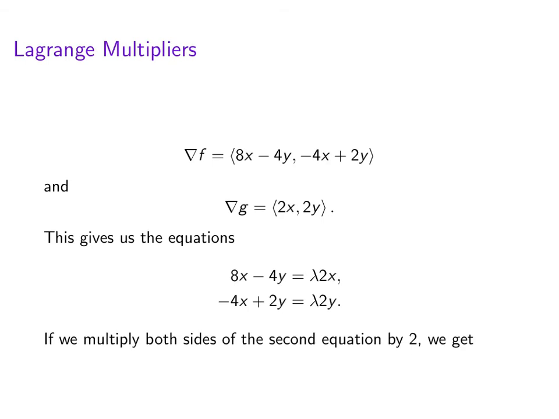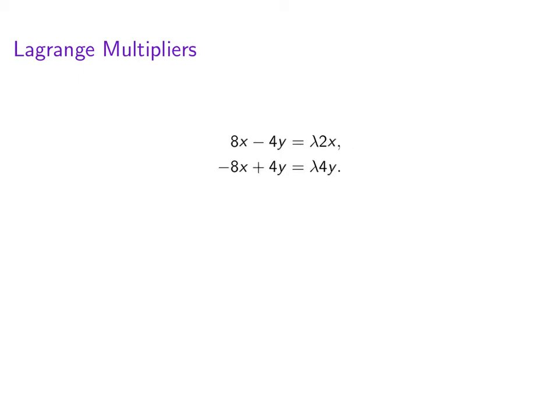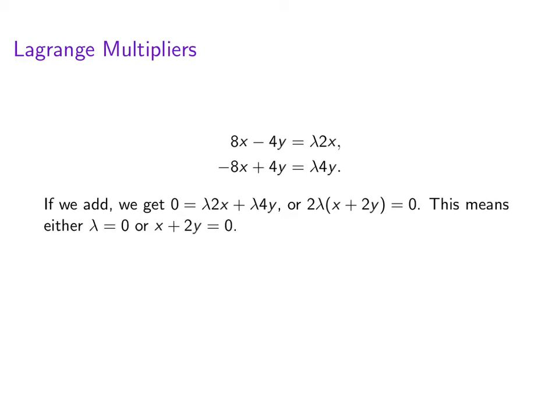Notice that if we multiply both sides of the second equation by 2, we get this. And now you see that the left-hand sides are the same, except they're off by a minus sign. So if we add, we'll get 0 equals lambda 2x plus lambda 4y, and factoring, we'll get 2 lambda times x plus 2y is equal to 0. That means either lambda is equal to 0 or x plus 2y is equal to 0. So we're going to treat these two possibilities in two cases.